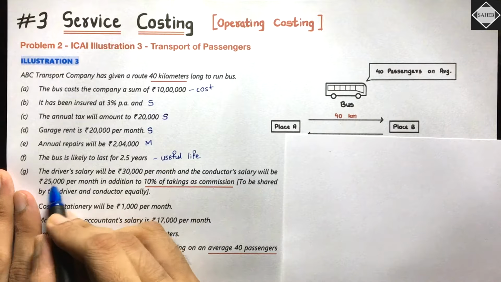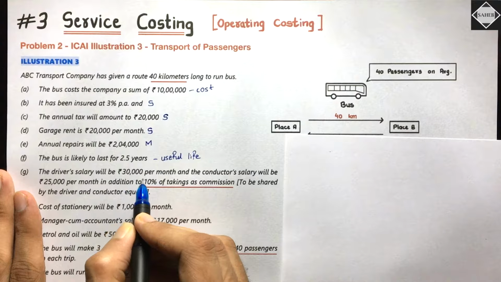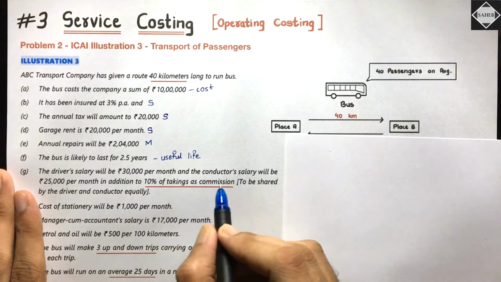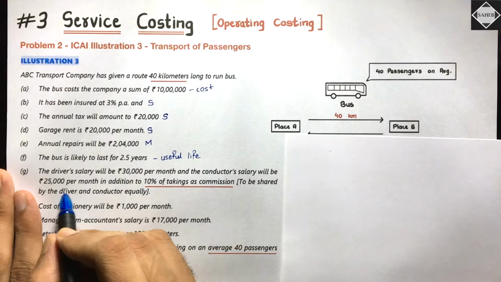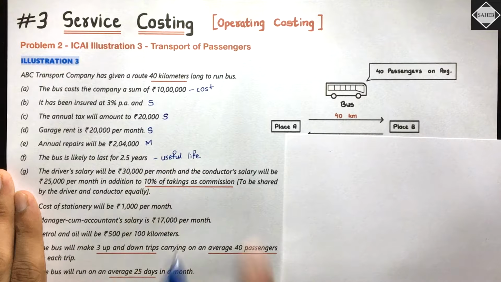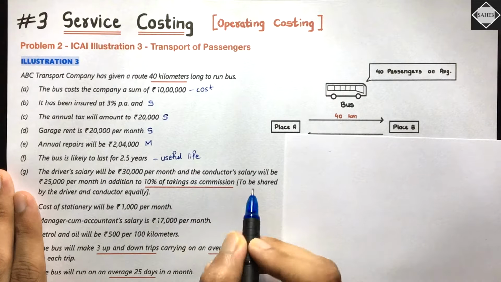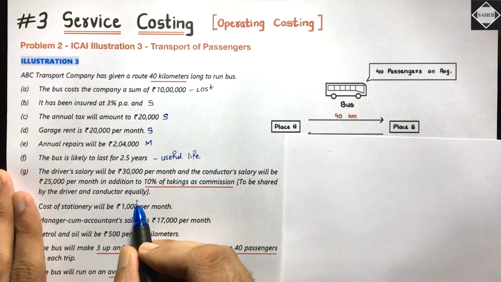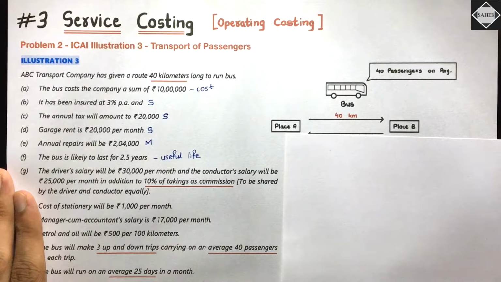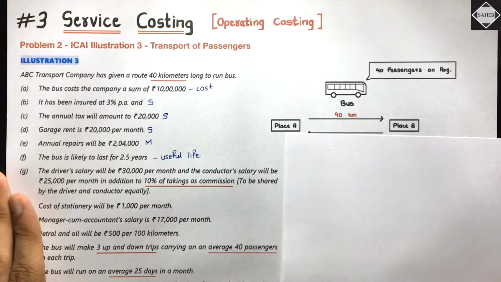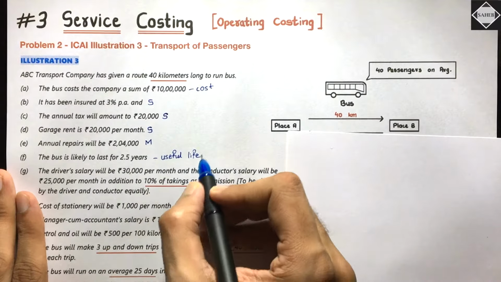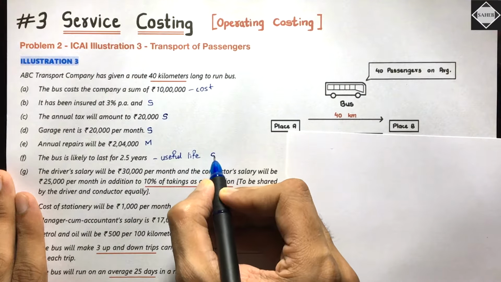Then they are saying the driver's salary will be 30,000 per month and the conductor's salary will be 25,000 per month, in addition to 10% of takings as commission to be shared by the driver and conductor equally. Now this point you have to understand. Before that, depreciation is a standing charge only.